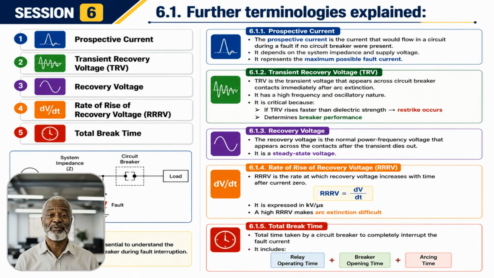4. Rate of rise of recovery voltage, RRRV. RRRV is the rate at which recovery voltage increases after current zero. It is expressed in kilovolt per microsecond. A high RRRV makes arc extinction more difficult. Circuit breakers must withstand the specified RRRV. 5. Total break time. Total break time is the total time taken to clear a fault. It consists of relay operating time, breaker opening time, arcing time. A shorter break time provides faster protection and reduces equipment damage.